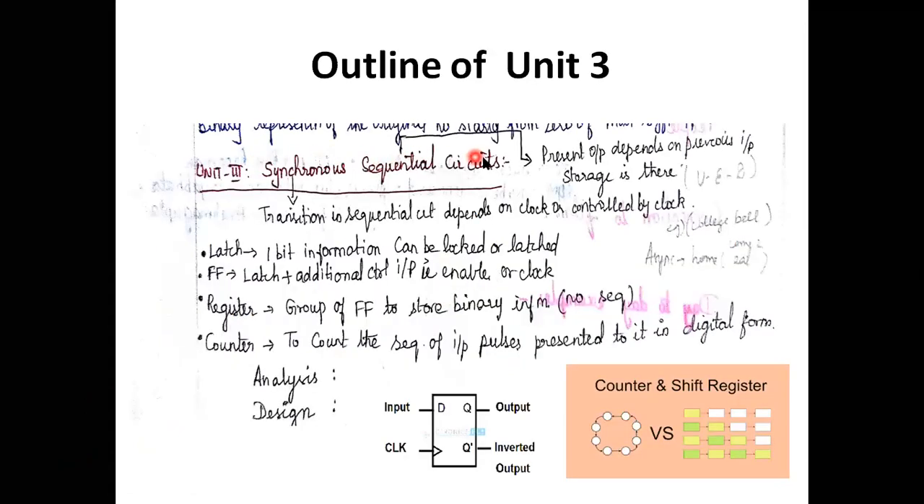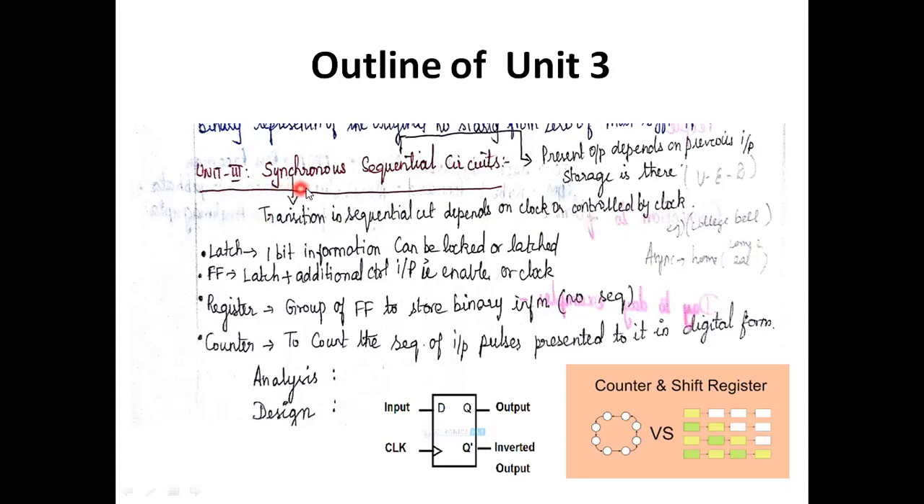Synchronous sequential circuit. The name implies sequential: the present output depends upon the present input as well as the previous output. Hence, you can have the concept of storage. Since this third unit comes under synchronous sequential, the transition in the sequential circuit depends on the clock, or is controlled by a clock. So a single clock will control the entire operation.